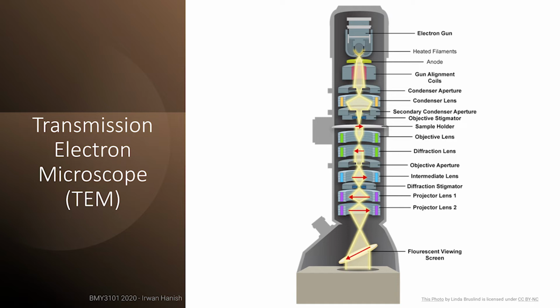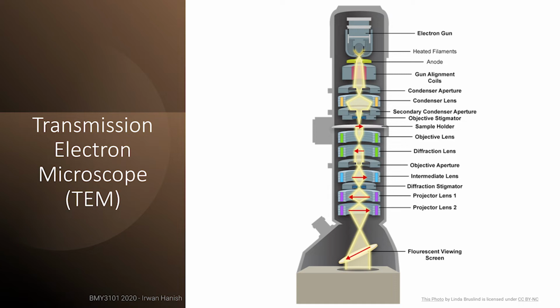Under the electron gun, you have anode and gun alignment coils. So these anode and gun alignment coils, they help focusing and speeding up the electron beam. Under the alignment coils, you have a condenser aperture and a condenser lens. Remember, this condenser system is not made of glass like what you learn in light microscopes, because we are in the electronic illumination system now, not light illumination anymore. So the condenser system is made of magnetic metals instead of glass.